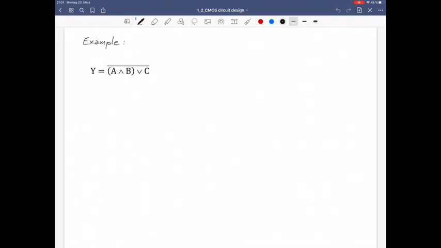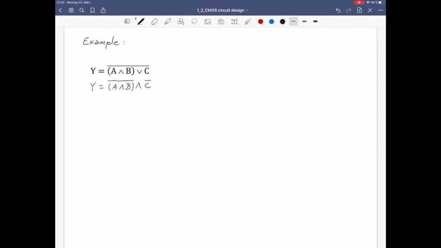So we can write y equals, now we are using De Morgan's law, and by applying De Morgan we can write A and B. We leave this in brackets. We put the inversion bar over this expression. Then we have C with an inversion bar, and we change the OR to an AND. So that's applying De Morgan.